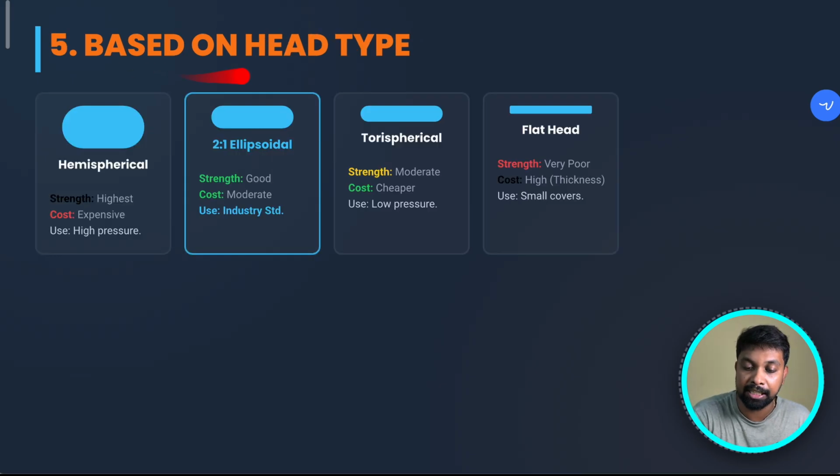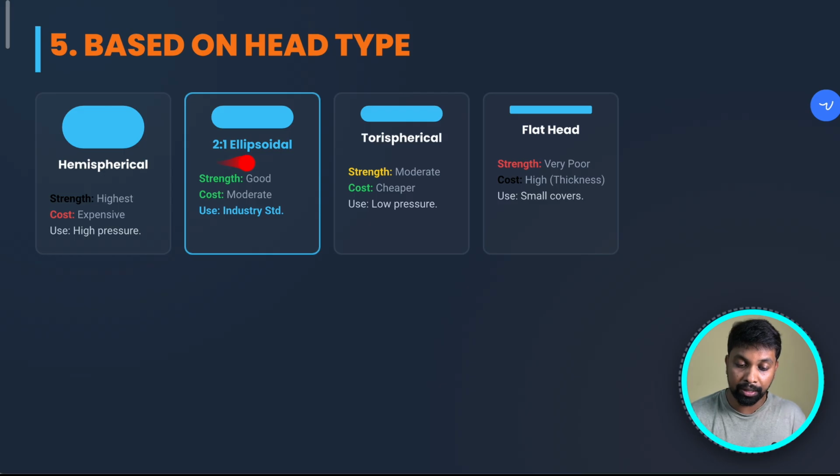And based on the head shapes, we differentiate the pressure vessels. There are different types of heads like hemispherical, ellipsoidal, torispherical, and flat ends. Actually, hemispherical has the highest strength compared to all these types of heads, but it is expensive compared to all the heads. That's why we don't commonly use hemispherical heads. They are commonly used in high pressure vessels, not in normal pressure vessels.